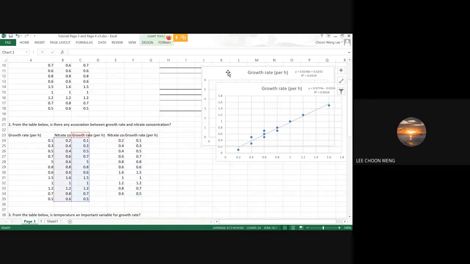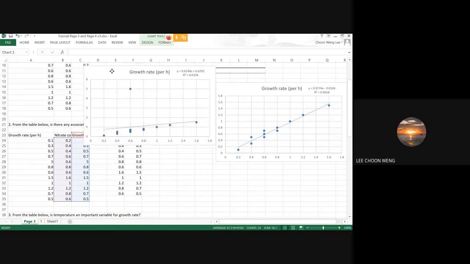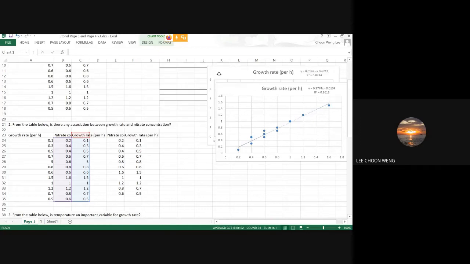Here, if you do not remove the outlier, it is only 3%. So only 3% of the variation in growth rate can be explained by your nitrate concentration. All because of this single outlier.